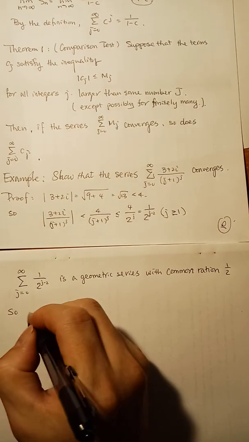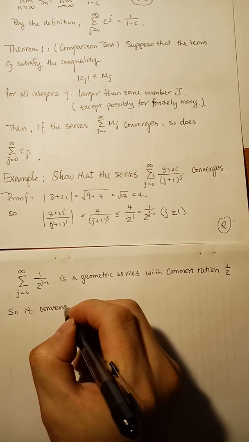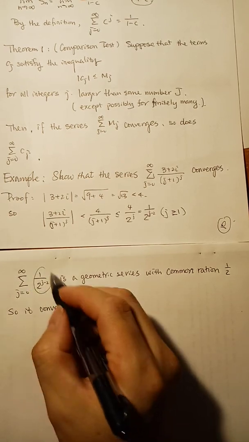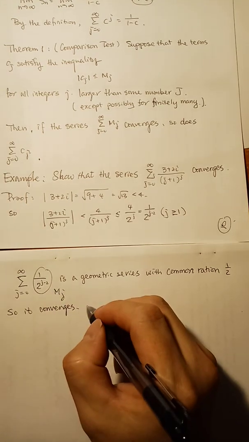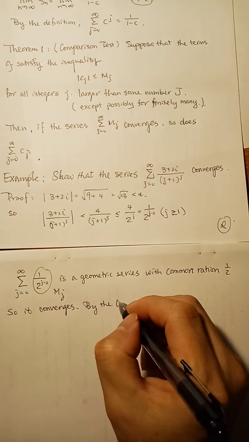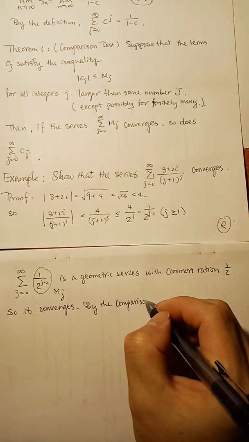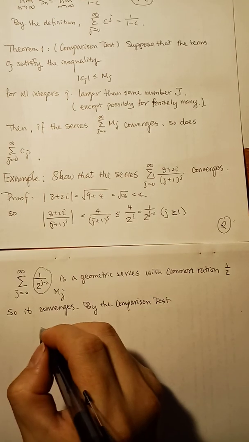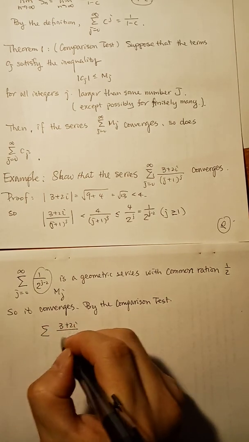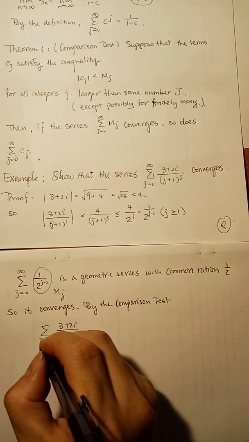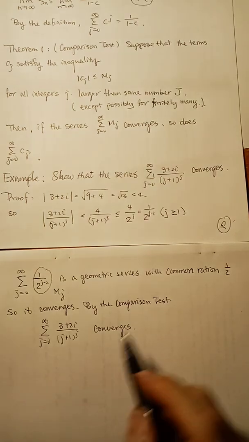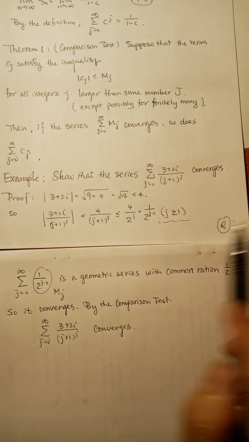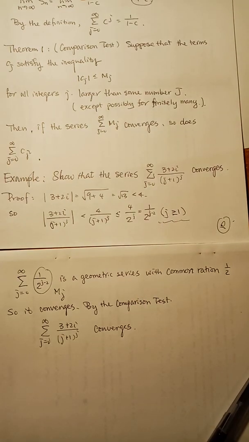So it converges. This is our Mj. The series Mj converges, so by the comparison test, the series (3 plus 2i) over (j plus 1) to the j's power, j from 0 to infinity, converges. And in this part, we use that this inequality only holds for j starting from 1. It does not hold for j equal to 0.